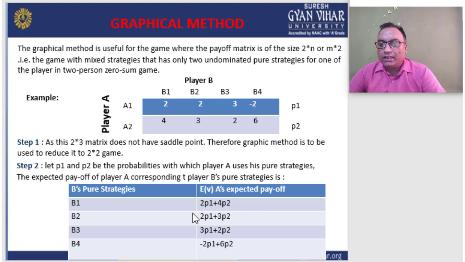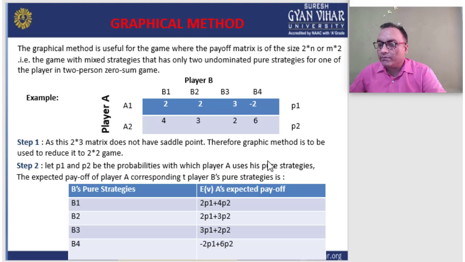This is the case of the zero sum game. For this example, this is player A and this is player B. A1, A2 are played with probabilities P1 and P2. Here B's strategies are B1, B2, B3. For considering the saddle point, here the maximin value is minus 2, here 2 is present, here 4, 3, 3, 6. So the minimax element here is 2, and the maximum element is 6.